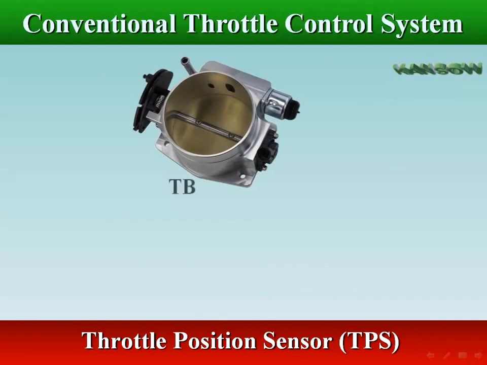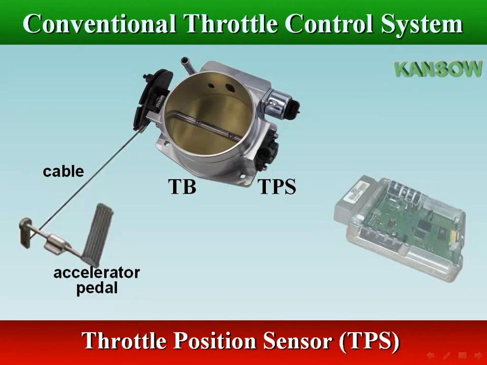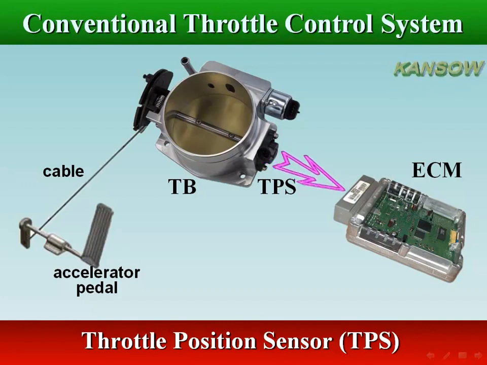ECM uses the TPS sensor signal as an input to its control system. It precisely controls the best ignition timing and fuel injection timing according to the position of the throttle and the rate of change of that position.